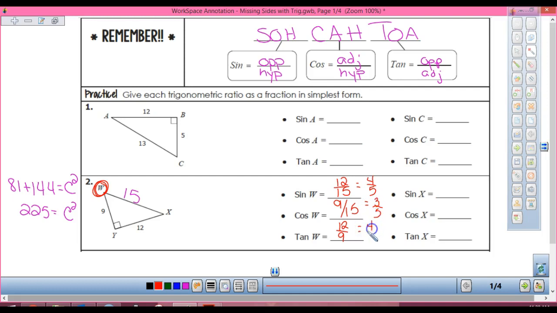All right, so now I'm going to find sine, cosine, and tangent of X. All right, sine is going to be opposite over hypotenuse. That reduces to 3 fifths. Cosine is going to be adjacent over hypotenuse, which reduces to 4 fifths. And tangent, opposite over adjacent, is 3/4. All right, time for the good stuff.